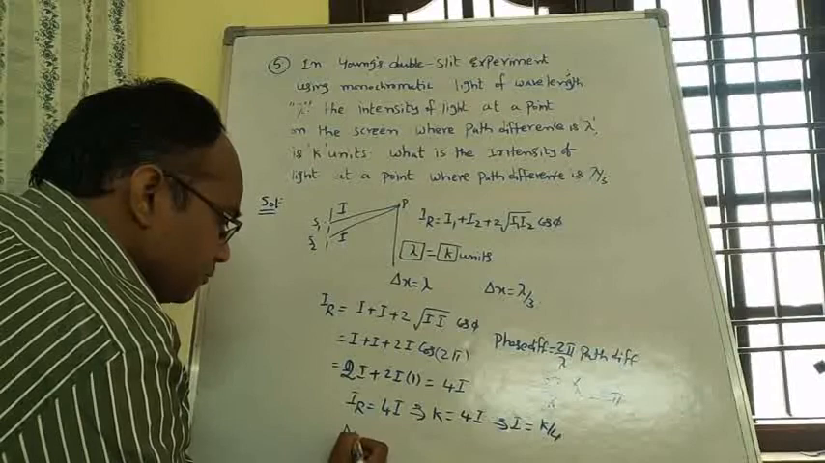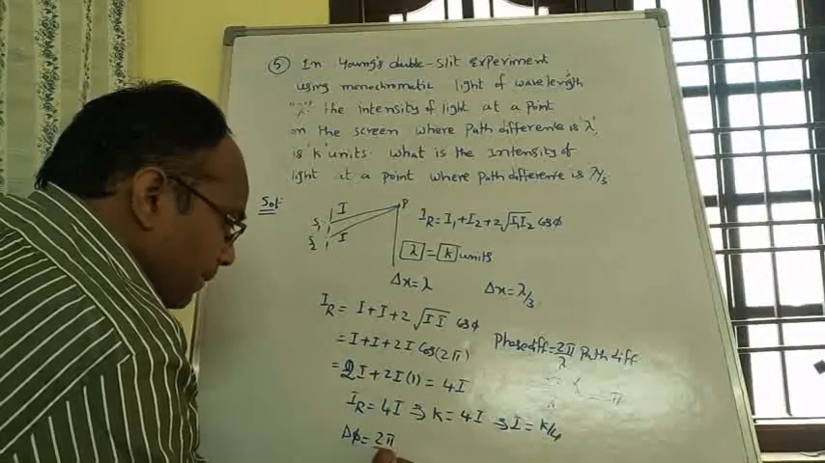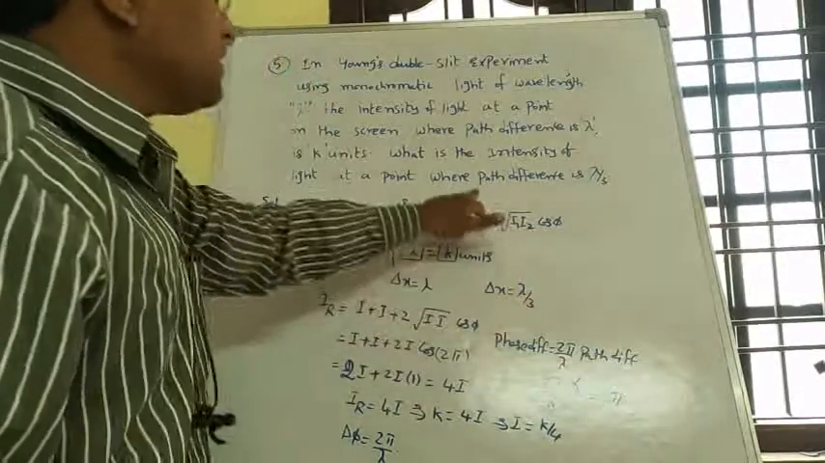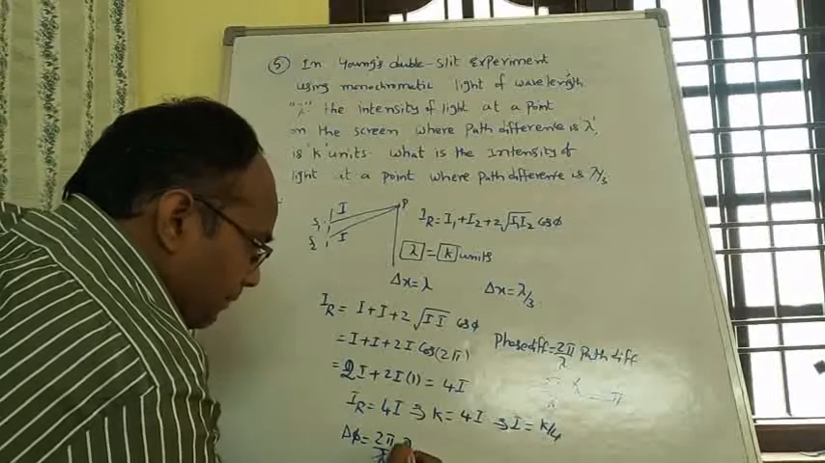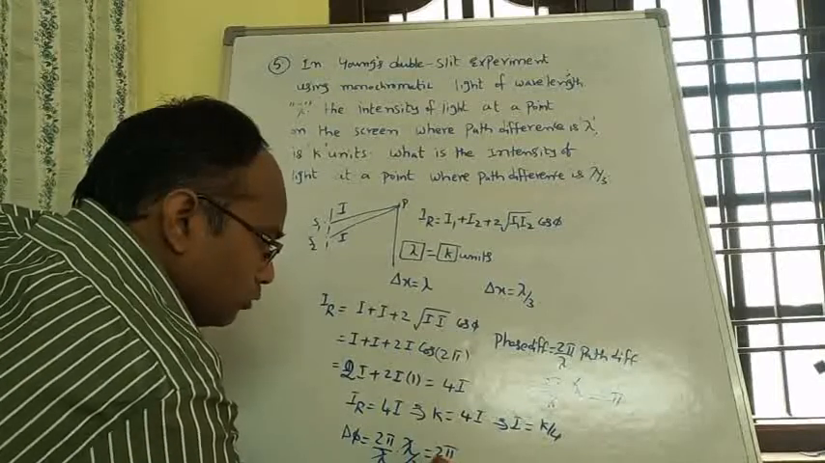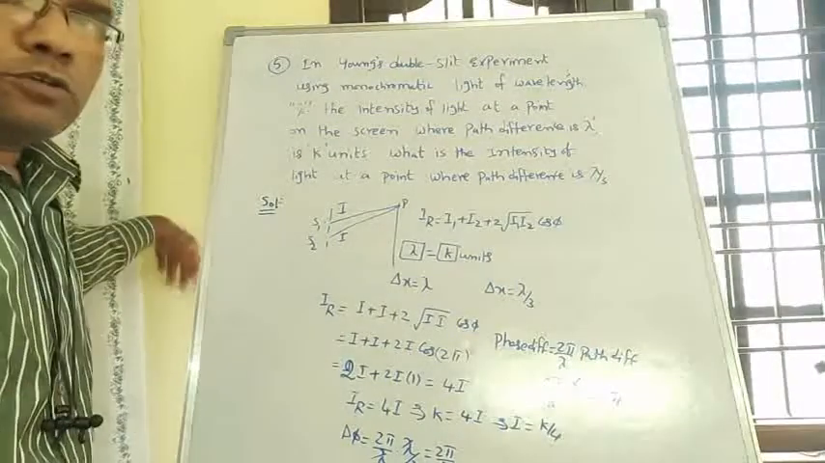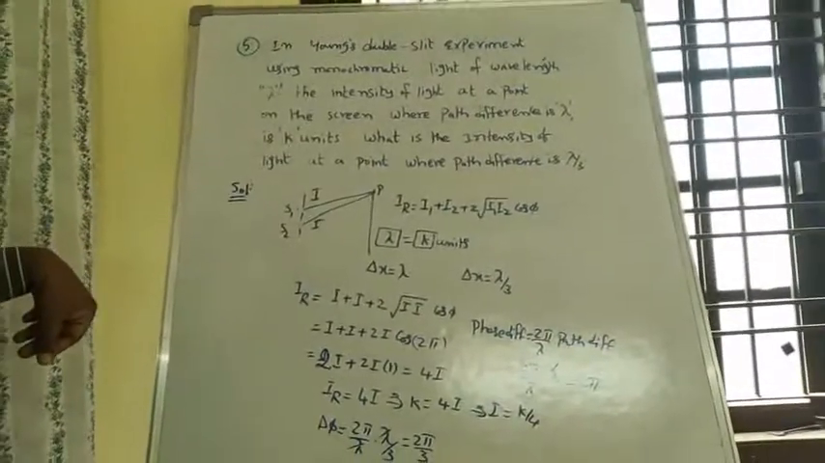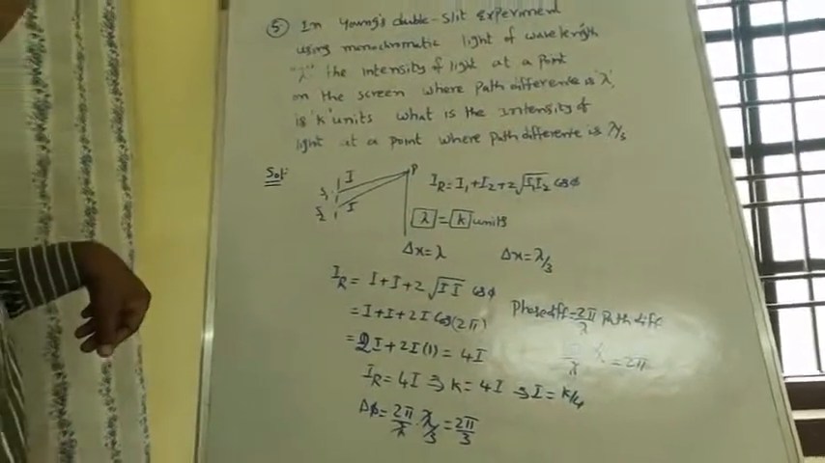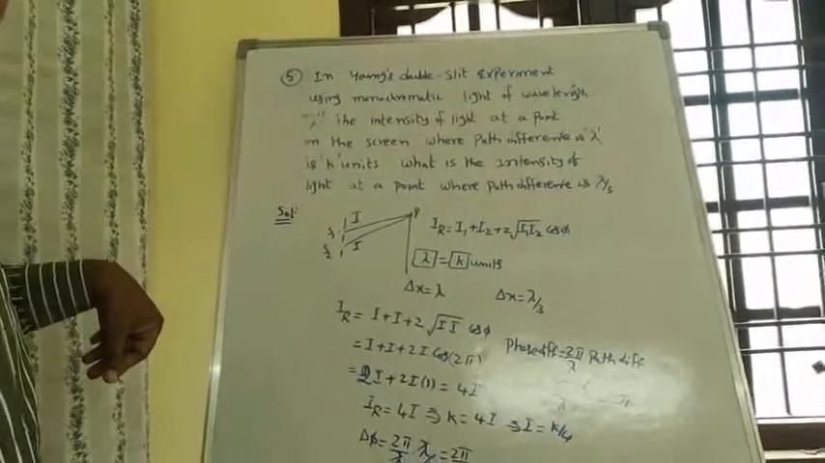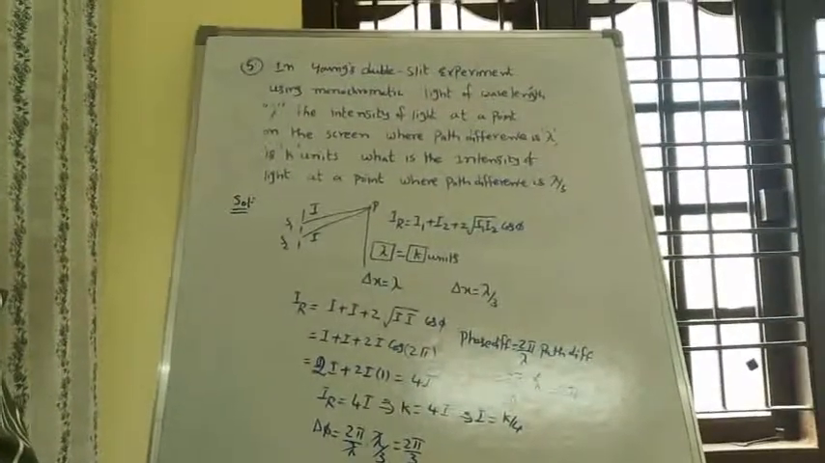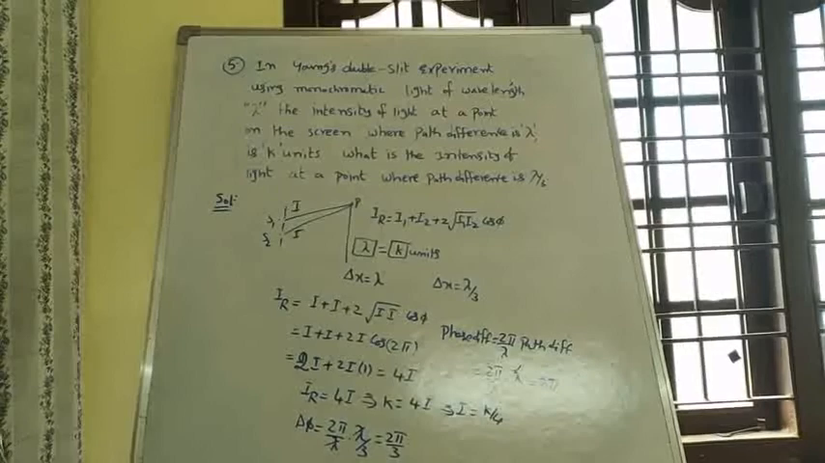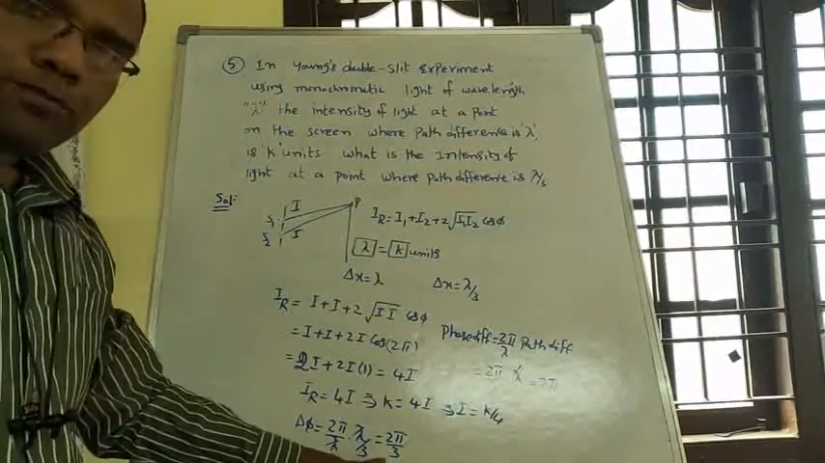Phase difference, let us assume this is delta phi. So delta phi is 2 pi by lambda into path difference. What is the path difference given? Lambda by 3. So lambda, lambda cancel. Therefore, this is nothing but 2 pi by 3. So delta phi is equal to 2 pi by 3.